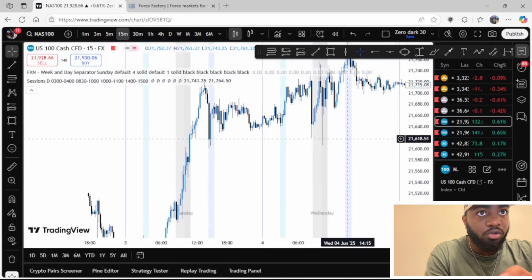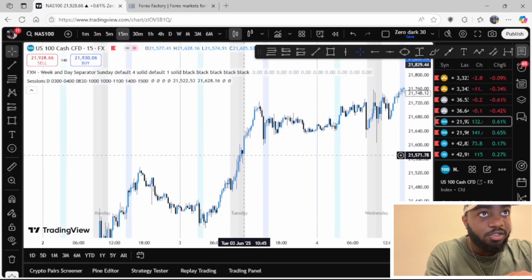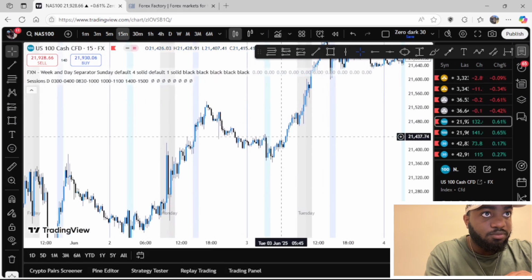Let me find some more order blocks for you guys. Here's an order block here. This will be considered an order block, and this is just one candle. So this one candle here is an order block. All right. This whole thing right here would be considered an order block.